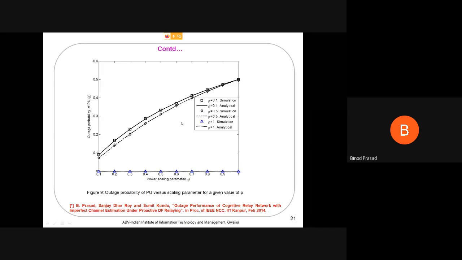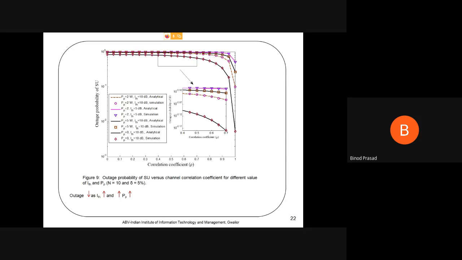So this says about the power allocation scheme that is being obtained. Now this plot says how the outage probability varies with the correlation coefficient. Now what I've said is that outage probability is the probability that the received signal at a given receiver falls below a given threshold. So obviously we require that such a case should not happen. That means the outage probability should always be low, and in the ideal case, we require zero. That may not happen most of the time due to some error.